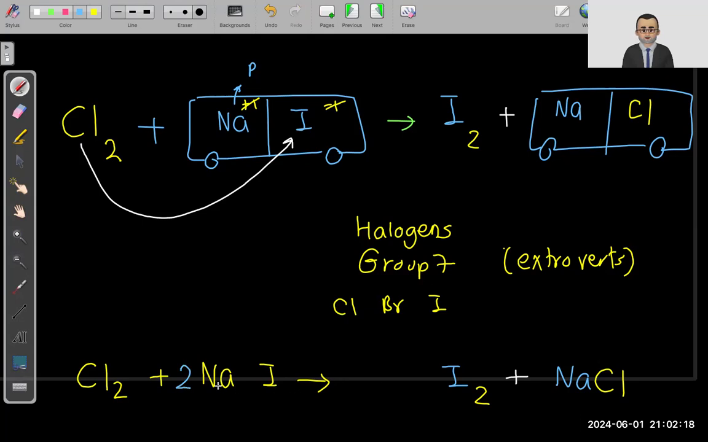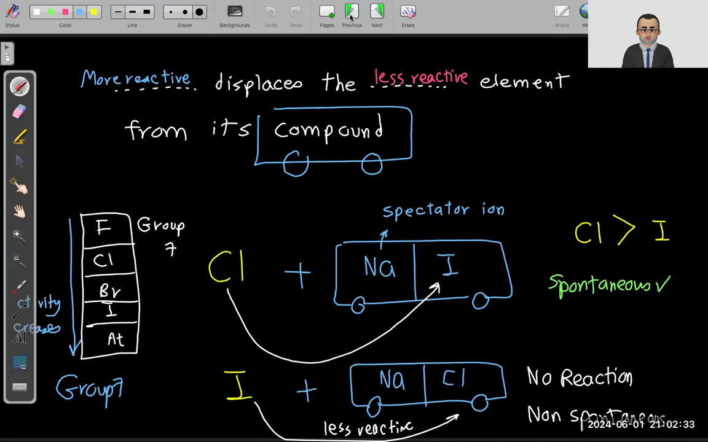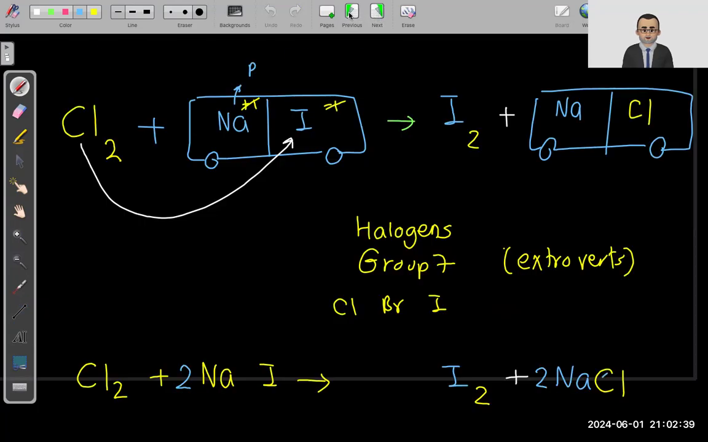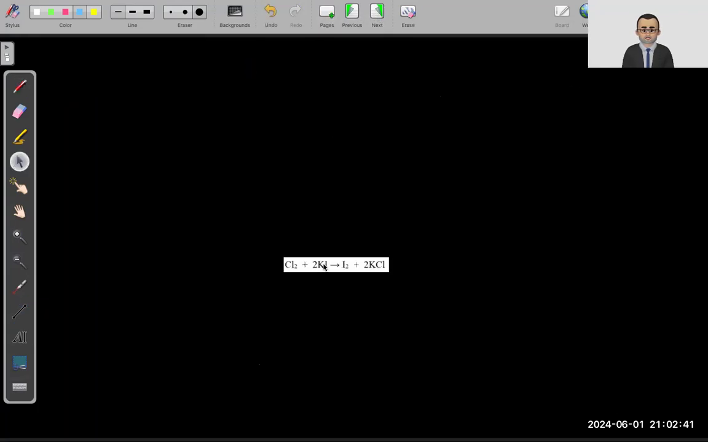So 2. What about the chlorine now? Chlorine is 1 here and here 2. So it will become 2. Now the sodium is 2 and the chlorine 2 and iodine is 2. It's balanced. So don't balance before writing the equation. First write the equation and then balance it. Now we'll see the question. The question tried to give us some of the examples so that we know it happens or it doesn't happen. Let's try to do the same way.